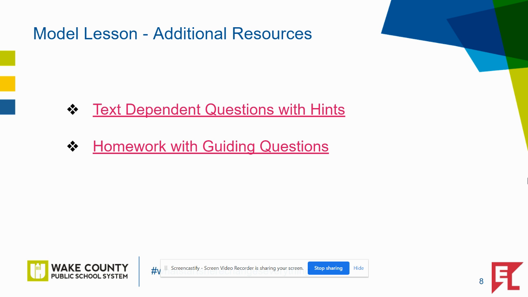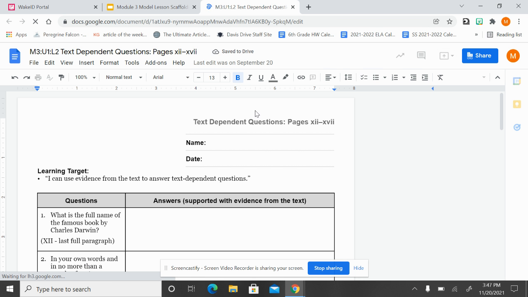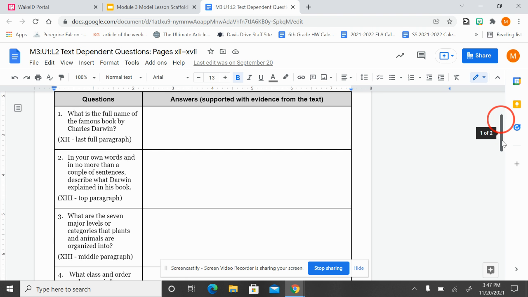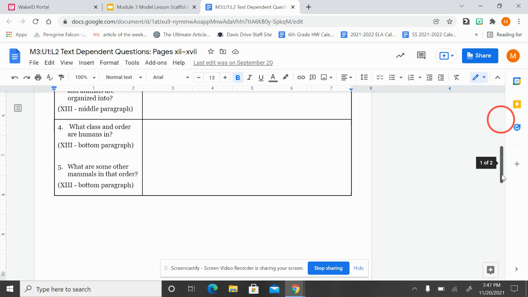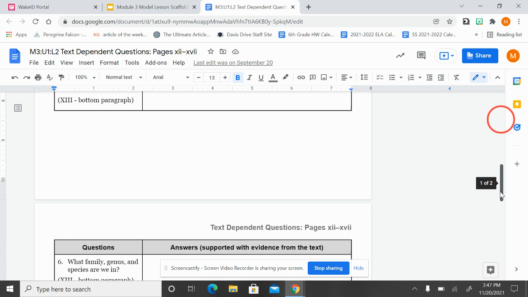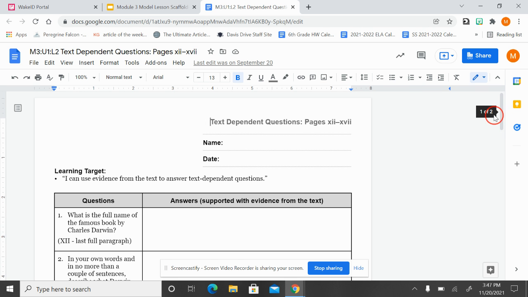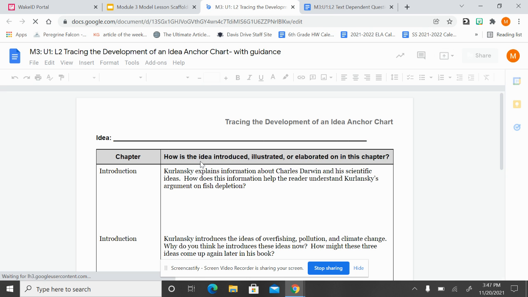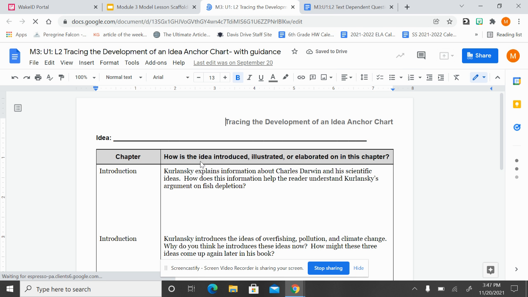Some additional scaffolds that have been created for your use are linked to this slide. The first scaffold provides a hint for each of the text-dependent questions students are asked to answer. Consider providing the scaffold for students who are having trouble locating the text evidence for each question. The second scaffold is for the homework assignment. This version provides guiding questions to get students thinking off on the right start.